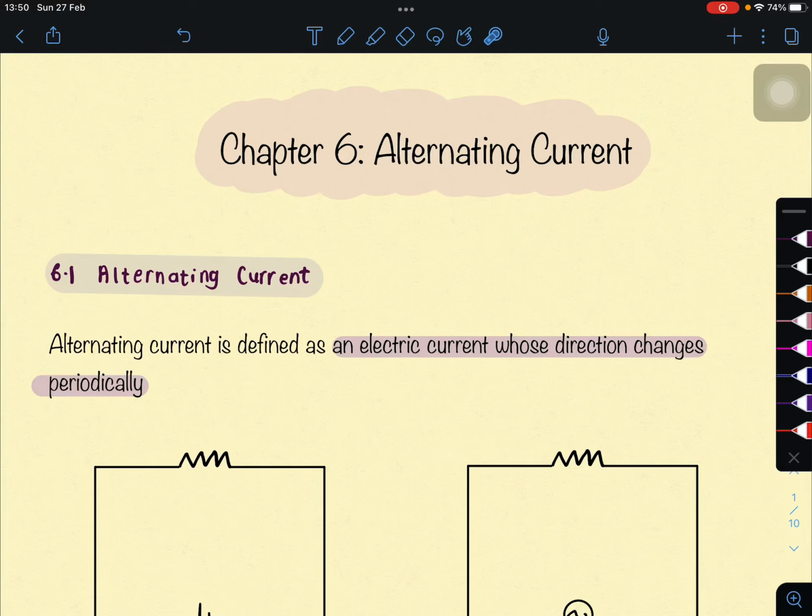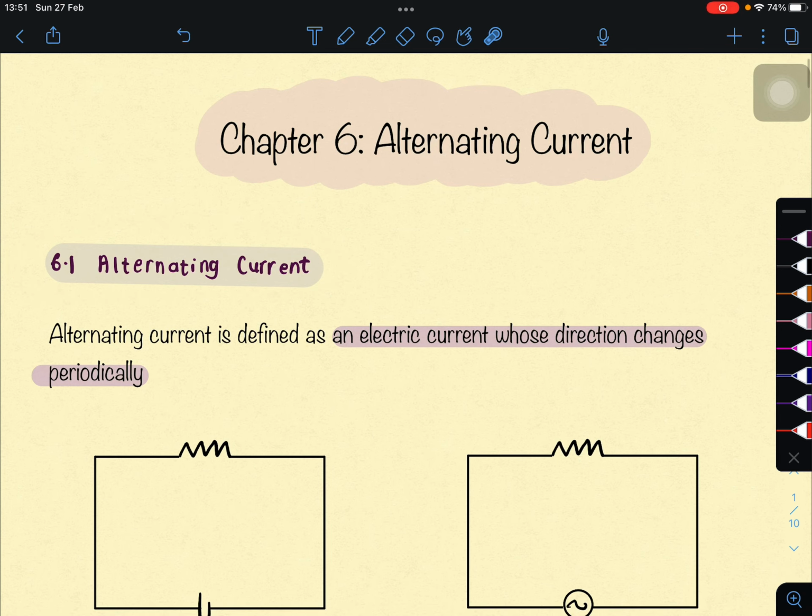Hi, Assalamualaikum. This week we are going to learn a new chapter, Chapter 6, Alternating Current. In this chapter we have 4 subtopics. I'm going to explain the first subtopic, which is 6.1, Alternating Current.